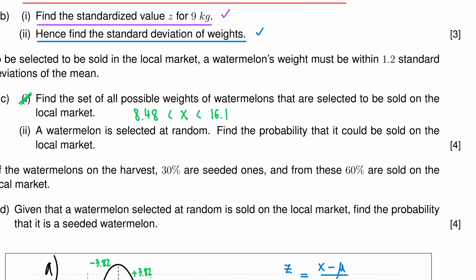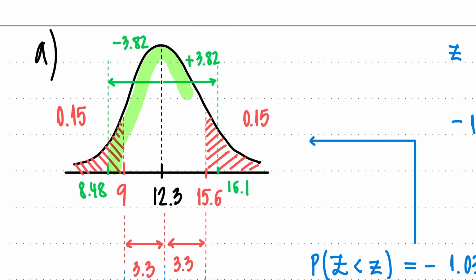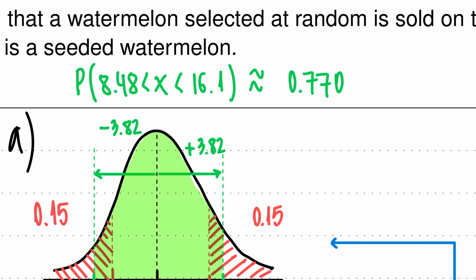So this is done. Now let's say you select at random a watermelon. What is the probability that it can be sold in a supermarket? Well, that pretty much means finding the area under this curve between 8.48 and 16.1, and we can find that through our GDCs. This is a normal CDF, and we get 0.770 rounded to 3 significant figures.